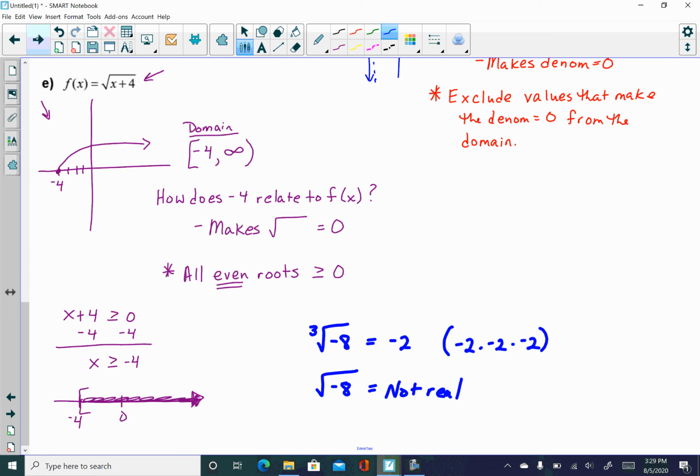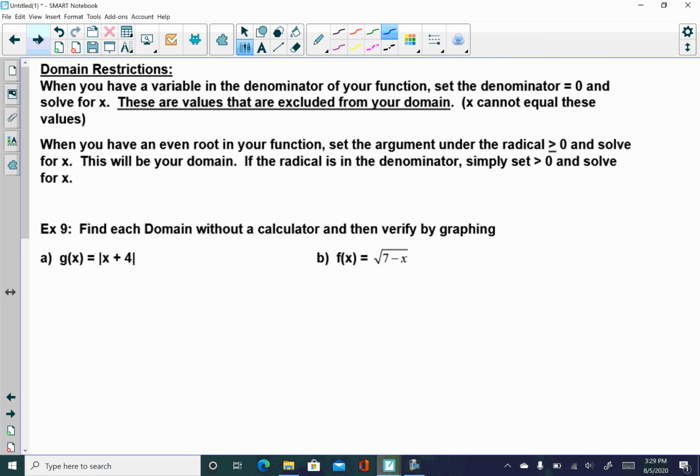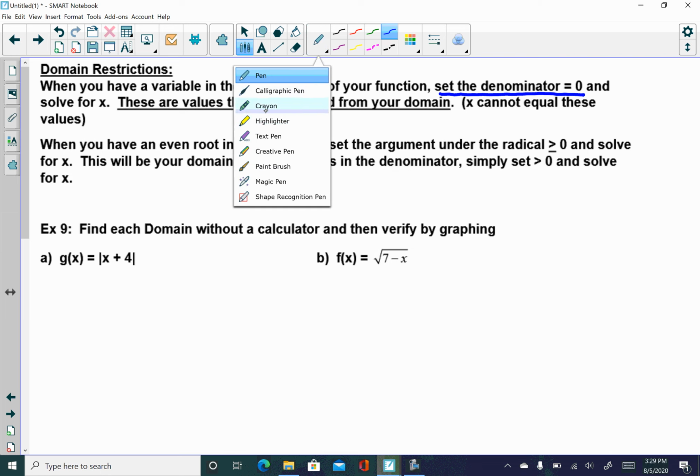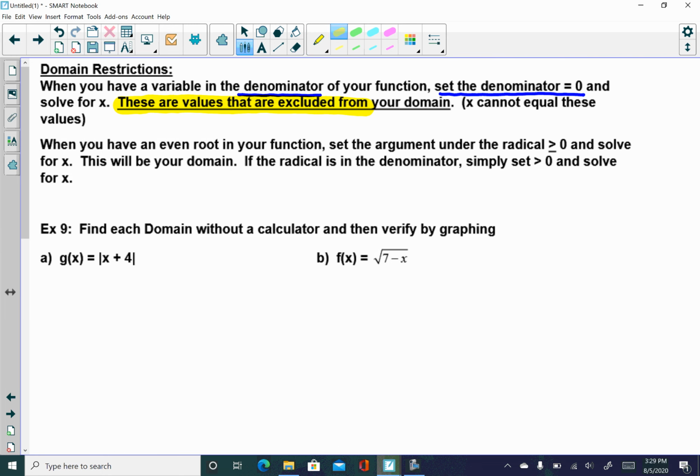let's flip it on over. Top of the next page, I kind of summarized those pieces that I was just talking about. So they're really referred to as domain restrictions. When you have a variable in the denominator of your function, you're going to set that denominator equal to 0 and solve for x. These are values, get our highlighter here, these are values that are excluded from your domain. X cannot equal those particular values, okay? When you have an even root in your function, you're going to set the argument underneath the radical, so that means the piece underneath the square root, greater than or equal to 0 and solve for x. That will be your domain, okay? It's not something you exclude. That actually will be your domain.